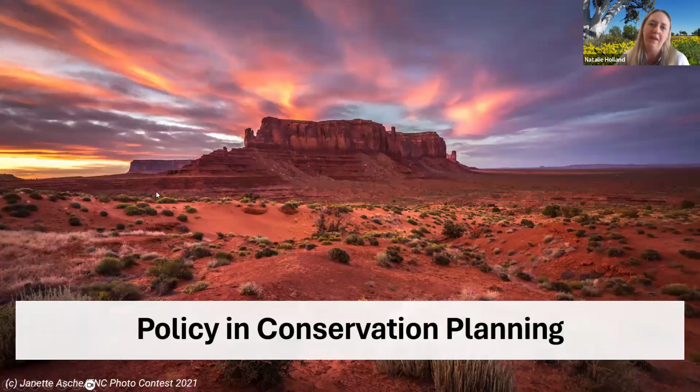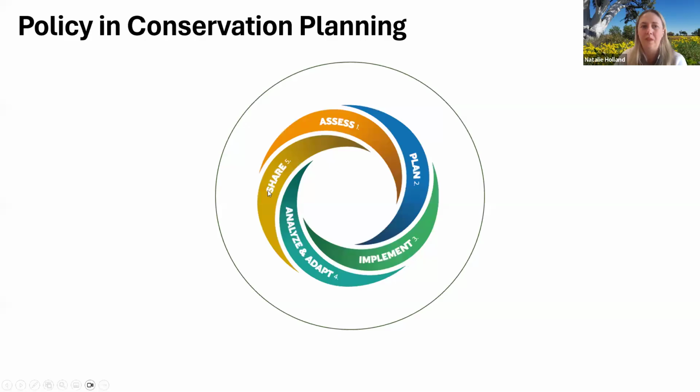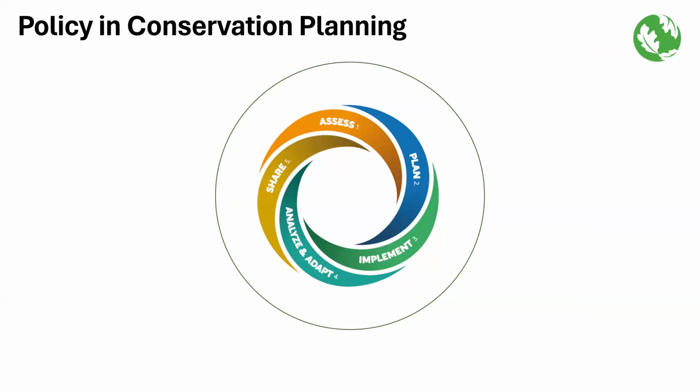So how do we go about considering policy in conservation planning? Broadly at TNC, we talk about policy showing up in two different ways in our conservation strategies. The first of those is that policy might be part of a broader conservation strategy, where a policy intervention might be one of the interventions that's needed alongside other interventions or actions in order to achieve an outcome.